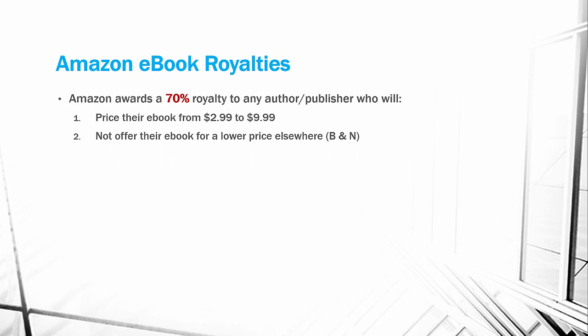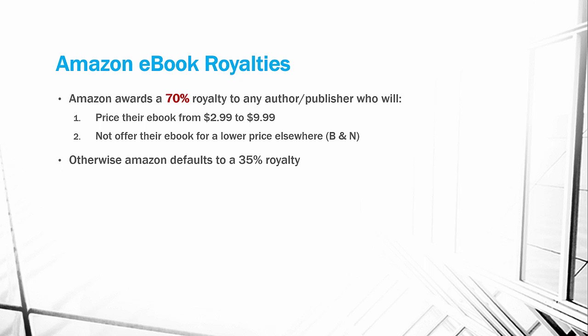So, Amazon awards a 70% royalty to any author slash publisher who will price their books between $2.99 and $9.99 and not offer their ebook for a lower price anywhere else, like on Barnes & Noble and so on. That's pretty easy to do, and that's a really good royalty. Barnes & Noble's ebook royalty rate is 65%. So offering 70% is a little nudge in Amazon's favor if you just stick within these ranges.